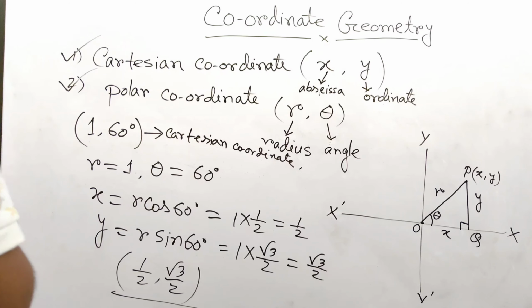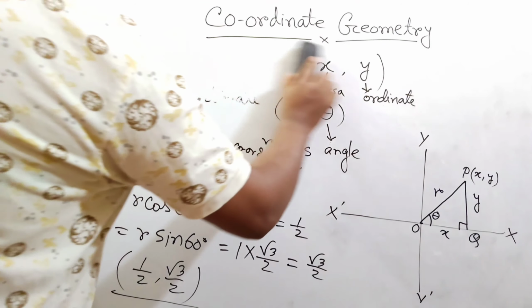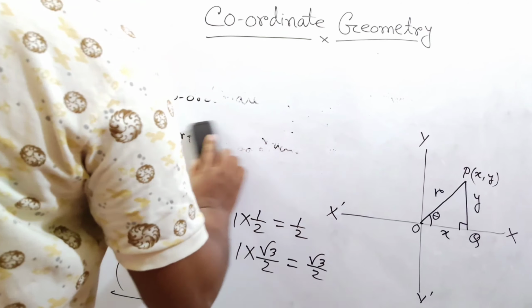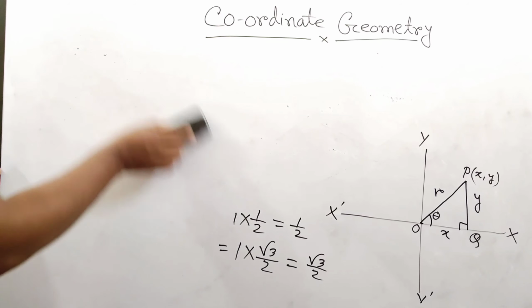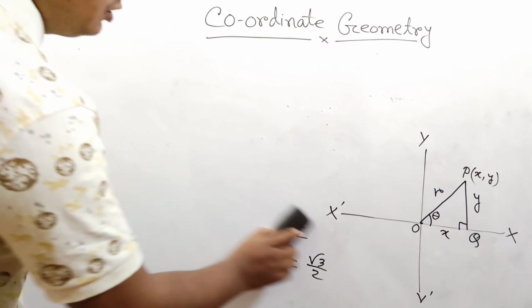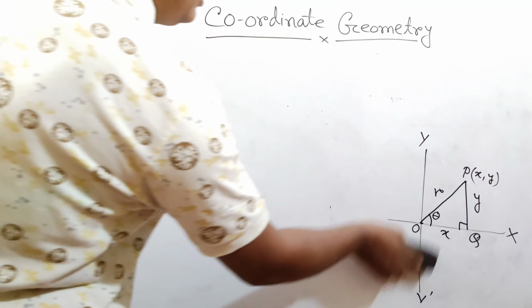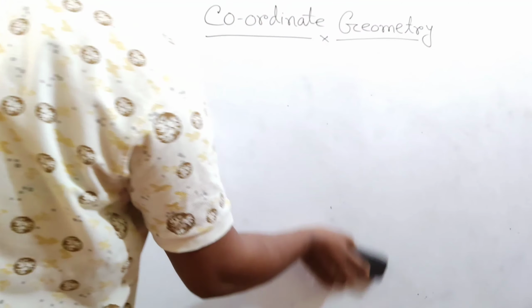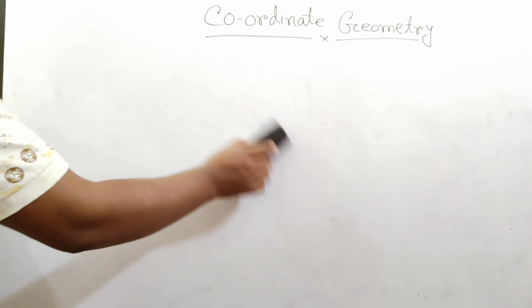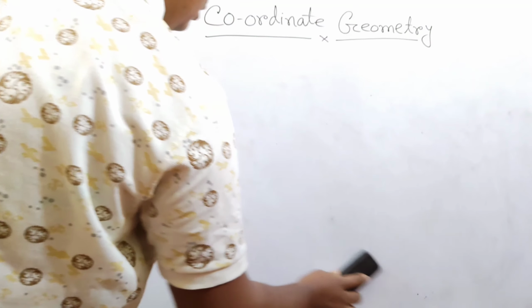Now I'll show some formulas about the Cartesian coordinate. We only learn the Cartesian coordinate for solving the problems here. We don't need to use the polar coordinate, but sometimes there can be a question like that, to just convert Cartesian to polar or polar to Cartesian. In that case you need to know this relation.